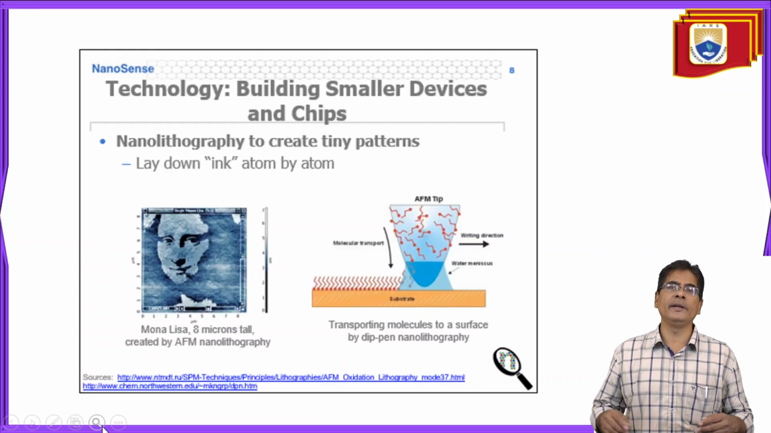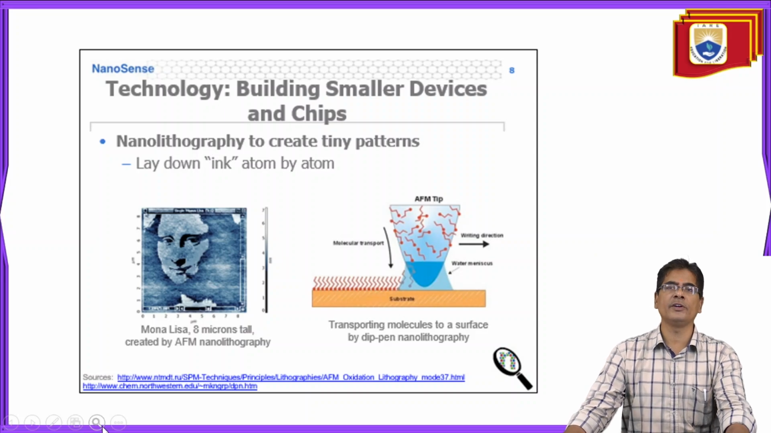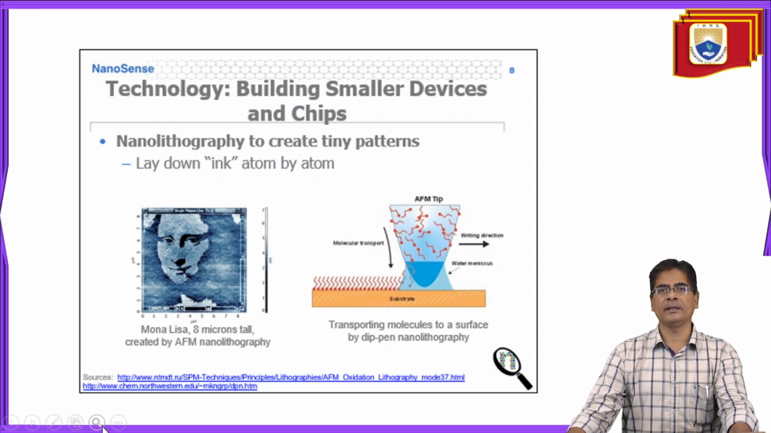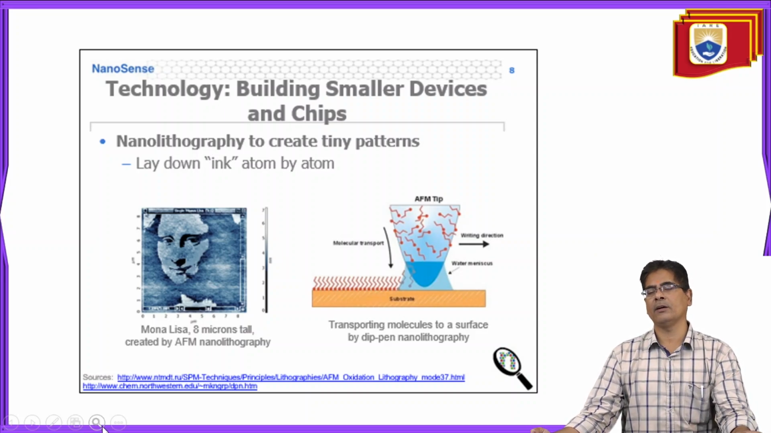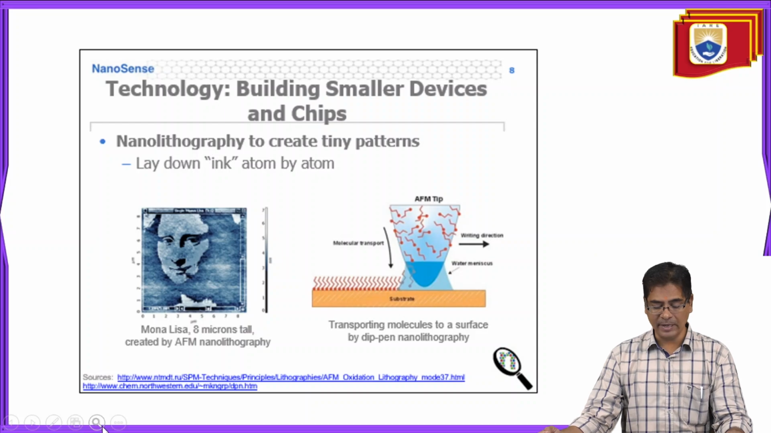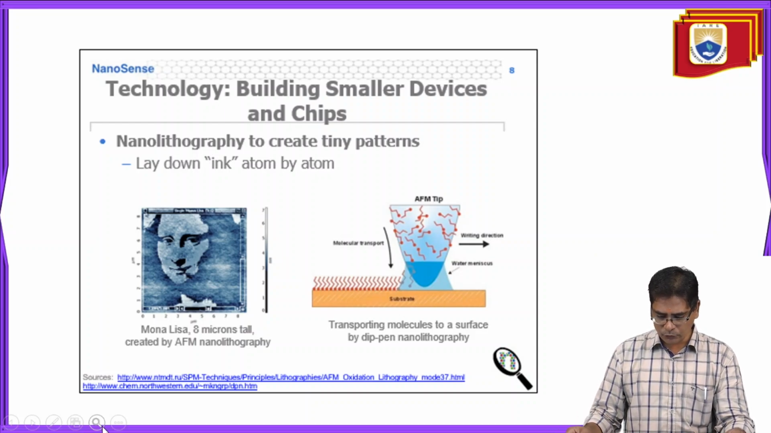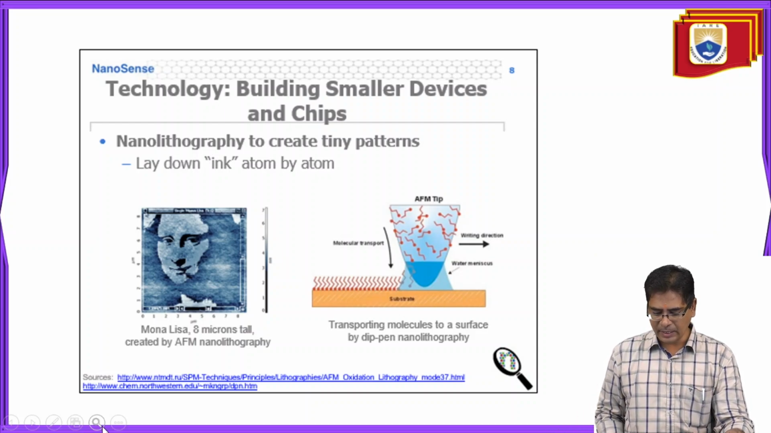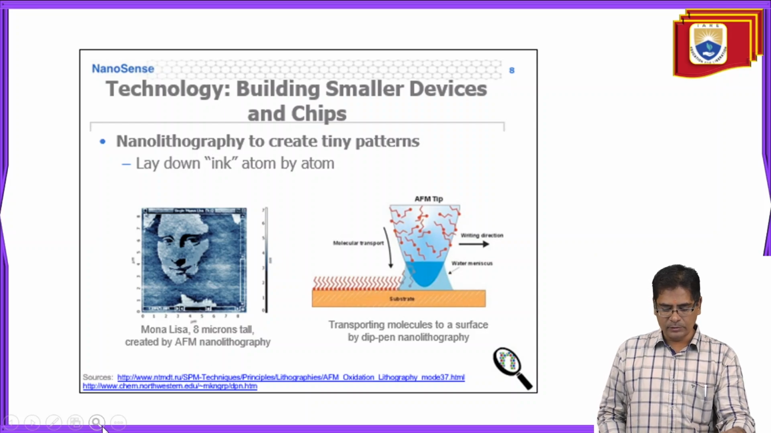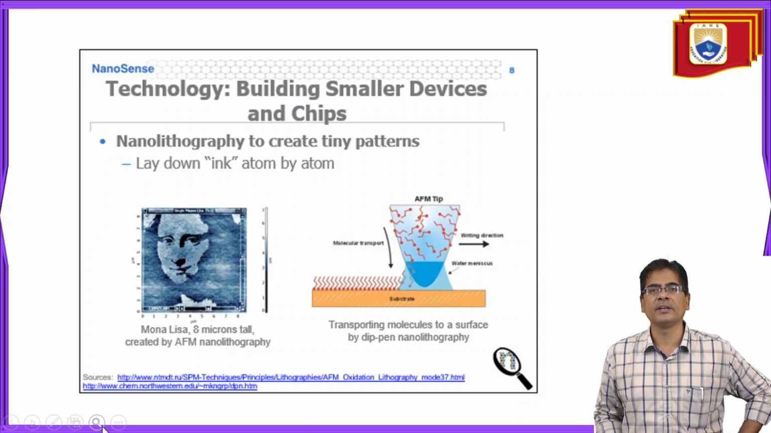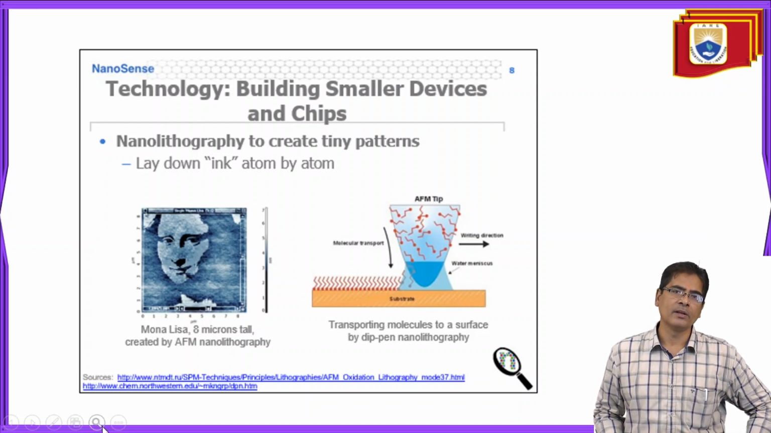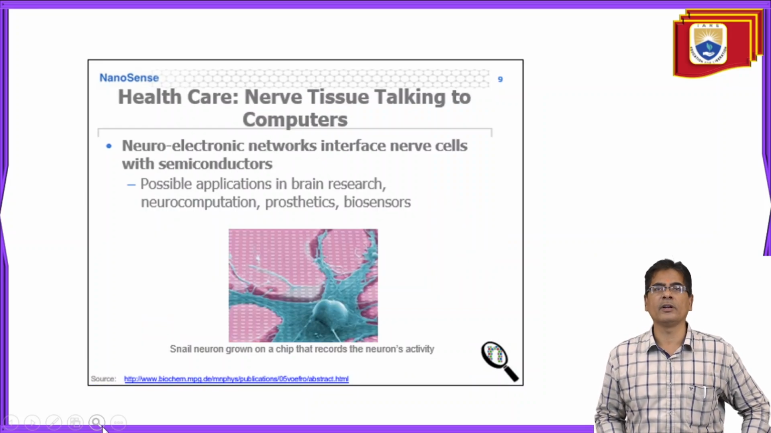We have technology building smaller devices and chips. Nanolithography is used to create tiny patterns on a substrate like silicon, writing or patterning. So lay down ink atom by atom, transporting molecules to the surface by dip-pen nanolithography. This is the Mona Lisa, which was written using nanolithography. The Mona Lisa figure is being written on a chip created by dip-pen nanolithography.